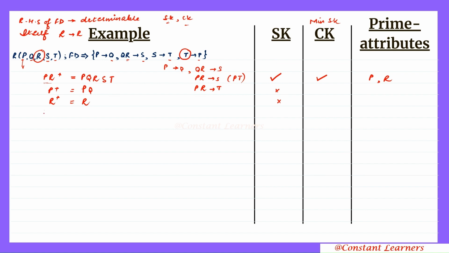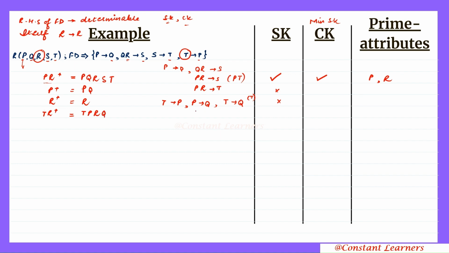So, the next combination that we are going to check is T, R, right? T can determine itself and T can determine P, alright? R can determine itself, right? Now, if T can determine P and P can determine Q, then we can write that T can determine Q as per the transitivity rule, right? So here T can also determine Q.